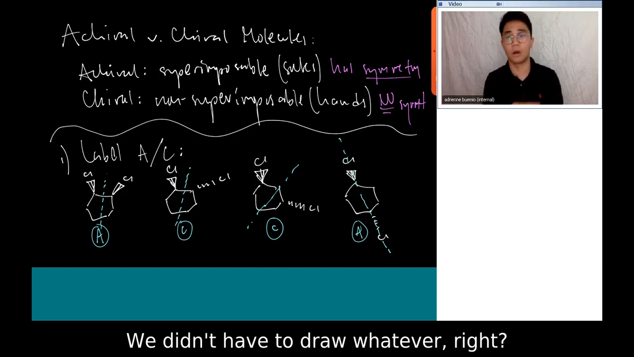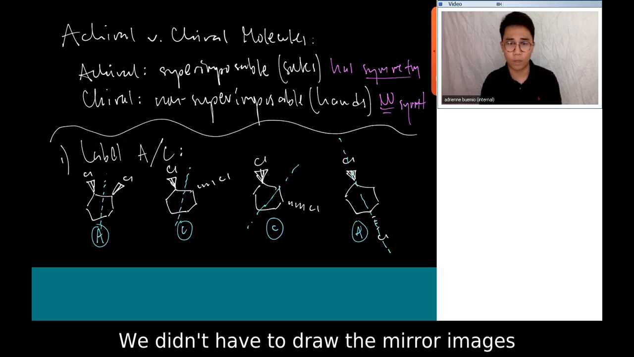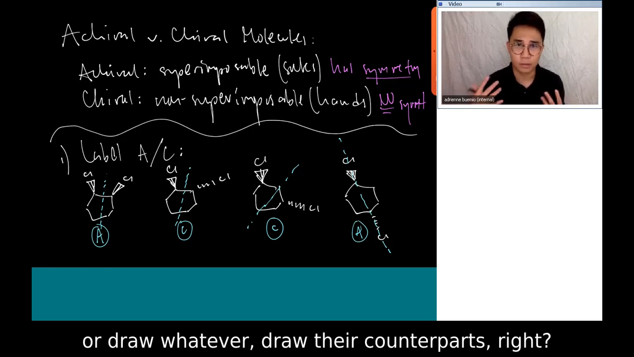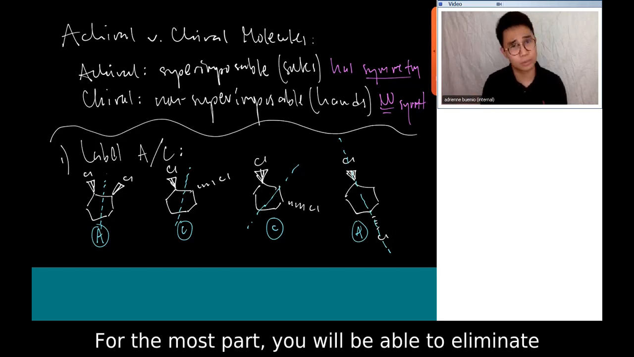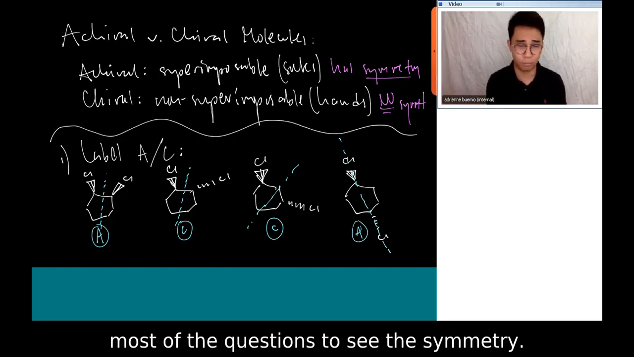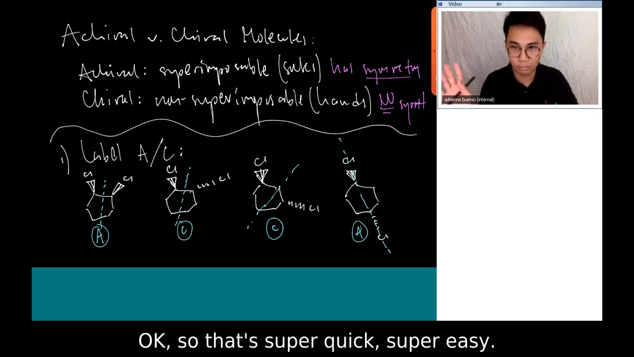We didn't have to draw the mirror images or draw their counterparts, right? So look for symmetry. I think that's the easiest way. For the most part, you will be able to eliminate most of the questions just using symmetry. So don't forget about symmetry. Okay, so that's super quick, super easy.